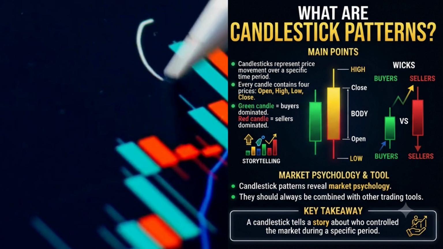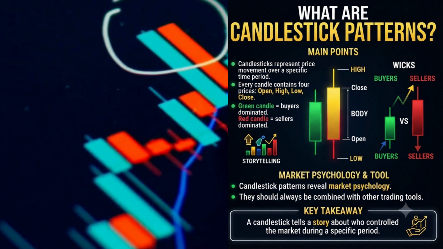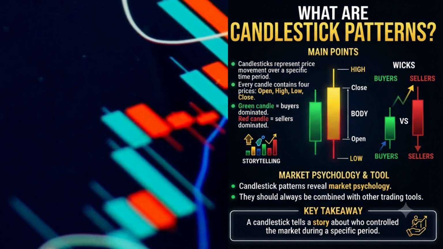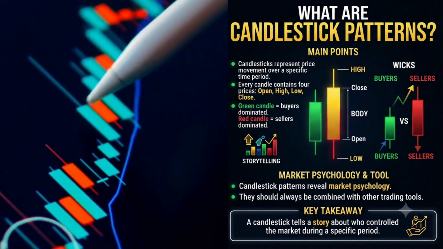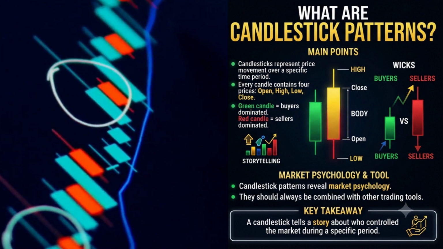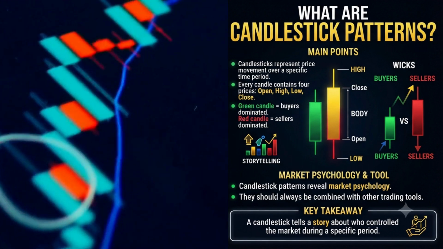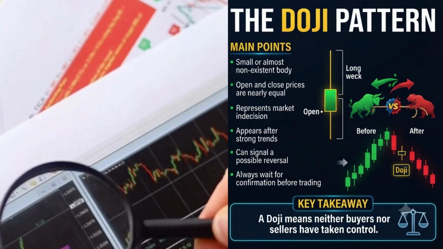Remember, candlestick patterns don't predict the future with 100% accuracy. Instead, they increase the probability of making better trading decisions when combined with support and resistance, trend analysis, and proper risk management.